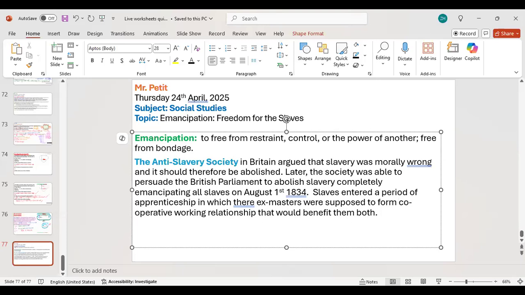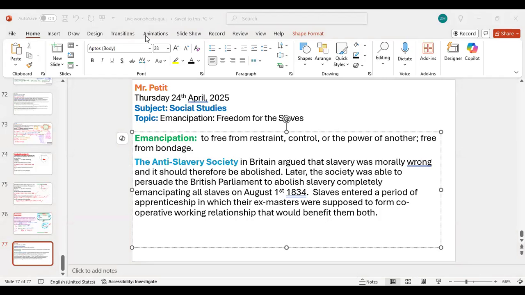So after emancipation, when were the slaves emancipated? August. Very good. After their emancipation, what were the slaves supposed to enter? A period of what? Apprenticeship. Very good. Now, during this period of apprenticeship, the slaves were supposed to be compensated, right? They're not supposed to just work for free, like they own them, right?